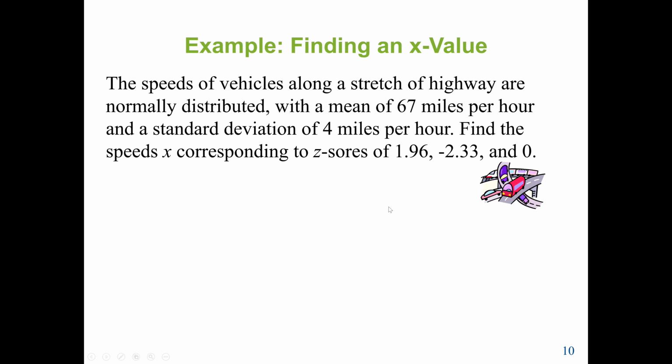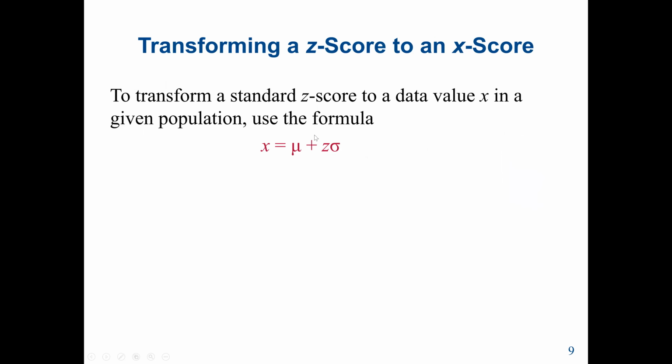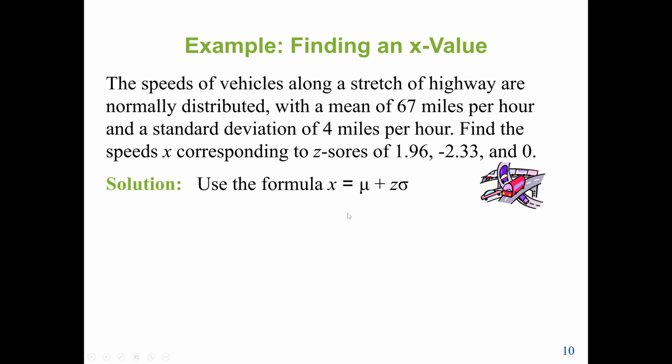We can just solve it using, again, the formula for transforming the z-score. x will give us mu plus z times the standard deviation. So we use the formula x equals mu plus z times the standard deviation. Mu, which is the mean, is given to us. Standard deviation is given, the z is given. So when z is 1.96, the x value is 67, which is the mean, plus 1.96 times the standard deviation, which is 4.